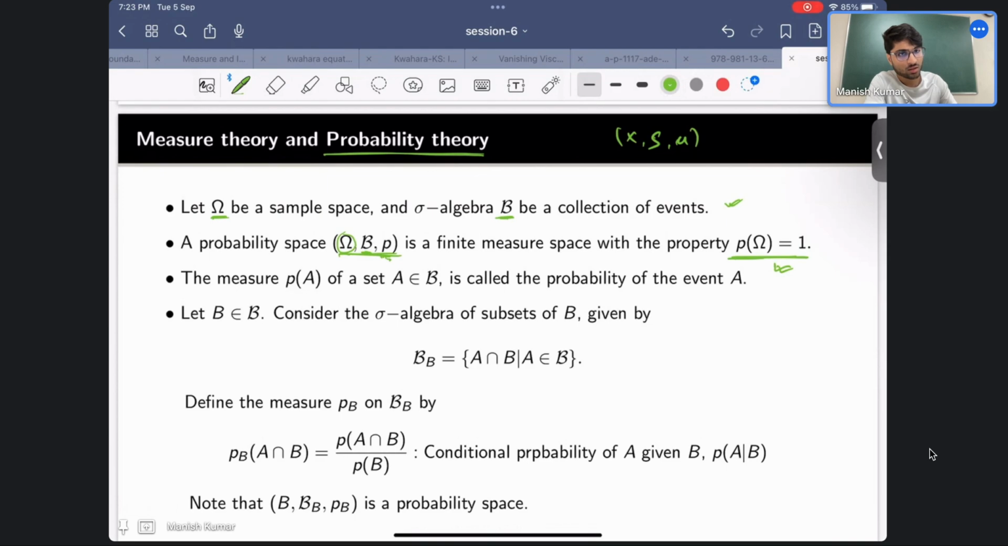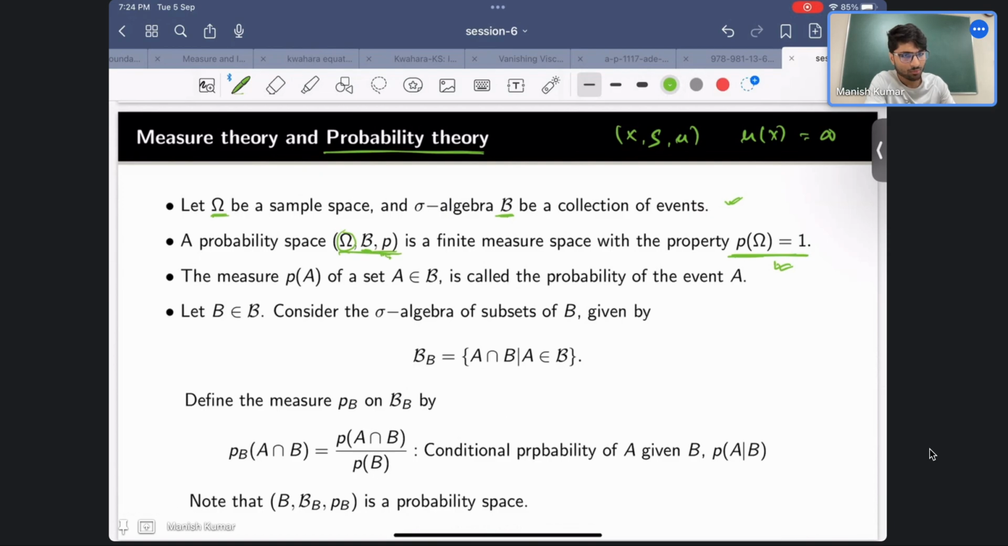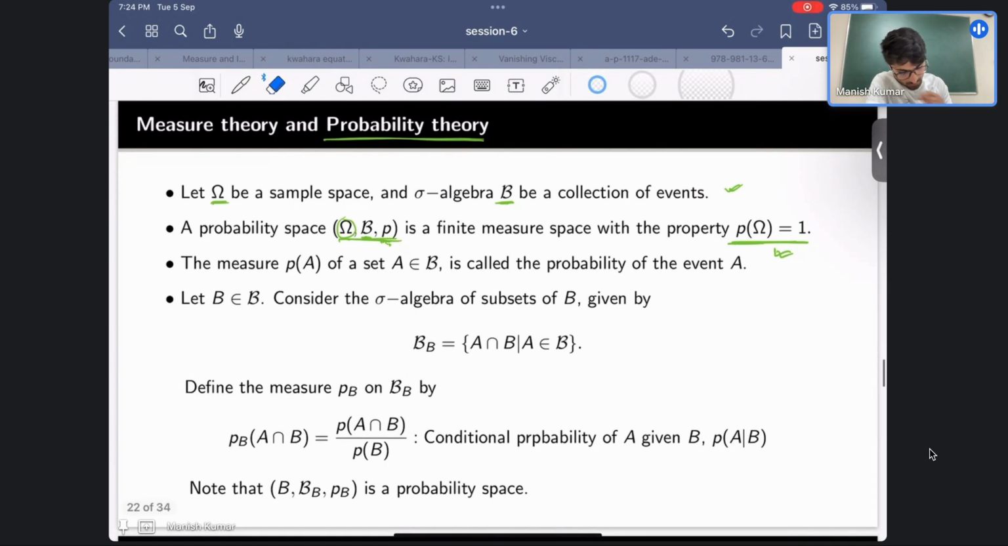When you consider a measure space in general, you do not put any condition on the measure of X. It could be infinity also. If you consider X to be R and mu to be the Lebesgue measure, then you know that the measure of the real line is infinity. But that is a measure space. For it to be a probability space, mu of X should be 1. So a probability space is a subset of measure space. The set of measure spaces is large and probability spaces are much smaller in that set. This measure of A is just the probability of event A, what I mentioned out here.